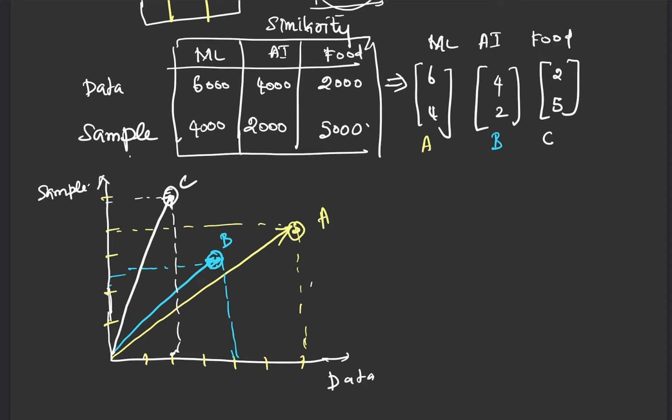Now let us consider how we can understand the similarity of these two documents. ML is our vector A and AI is vector B. How do we understand the similarity between A and B? One way to understand the similarity is by measuring the distance between these two vectors. One way is using the Euclidean distance.